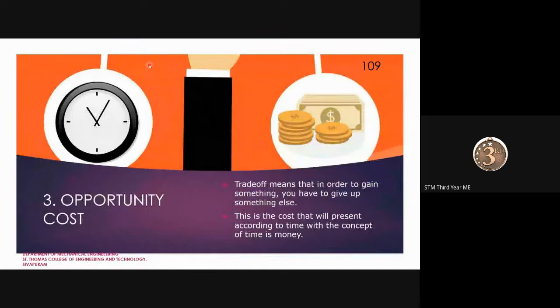Next is the opportunity cost. Opportunity cost, in a sense, is the trade-off that is mentioned here. Trade-off means that in order to gain something, you have to give up something else. So one factor that is shown here is time and money.